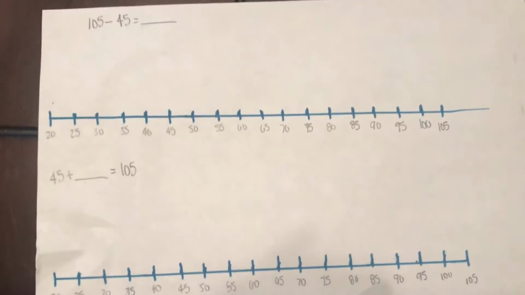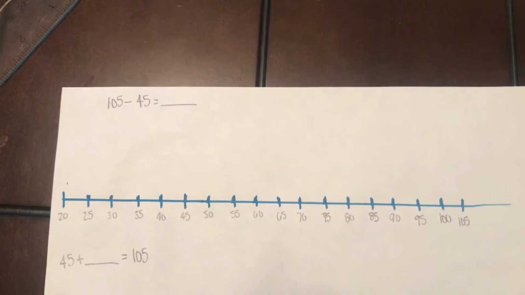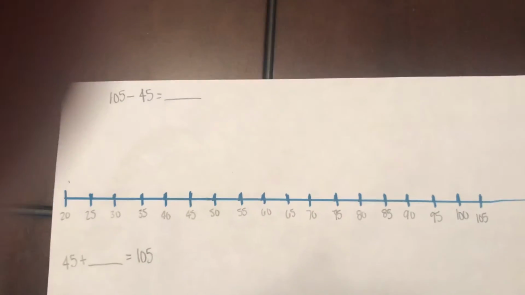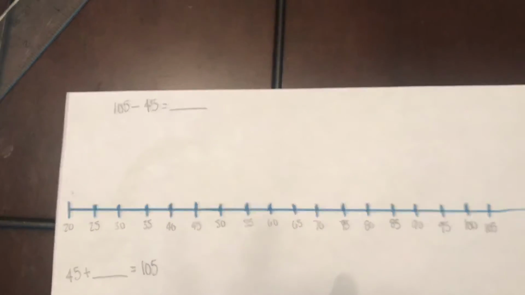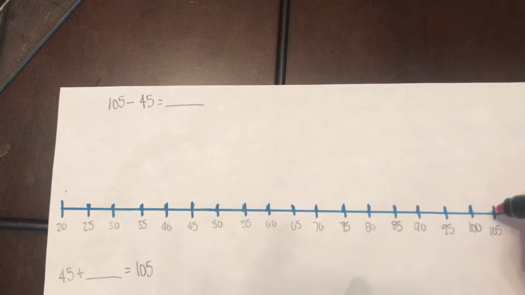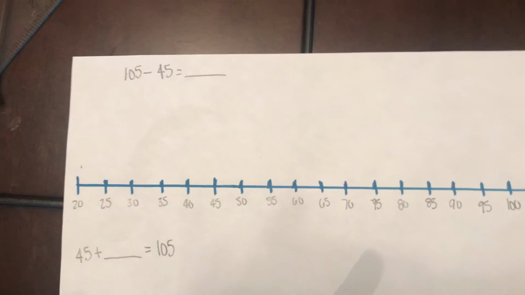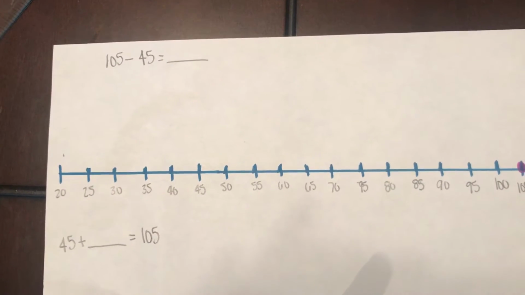Okay, in today's lesson, we are going to be solving equations using our number line. And in this lesson, we are going to be using the make 10 approach. So the first problem is 105 minus 45. So we know right off the bat, we're going to be starting at 105. So I'm going to go ahead and put a dot right there. We then know we need to go minus 45.